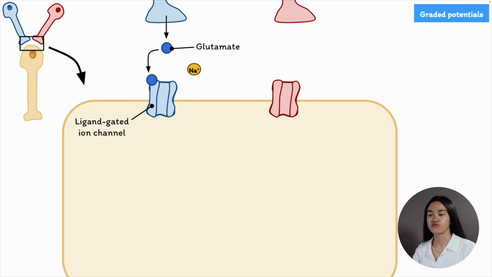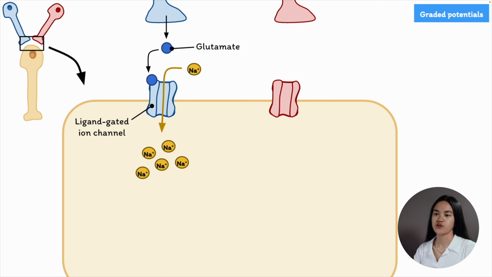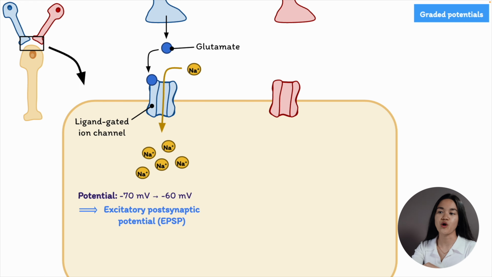So sodium will flow into the cell, and the movement of sodium into the cell depolarizes the membrane, producing a graded potential. The inside of the membrane is slightly less negative than at resting potential. This slight depolarization is bringing the postsynaptic neuron's membrane closer to threshold. And this change is called an excitatory postsynaptic potential, or EPSP. It's bringing this postsynaptic neuron closer to threshold potential, to its firing threshold.